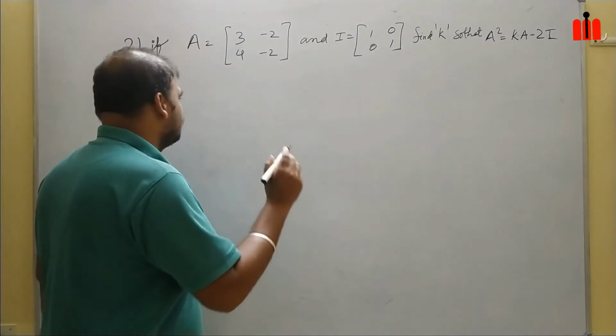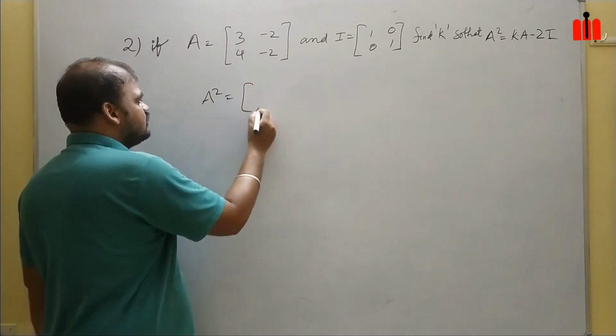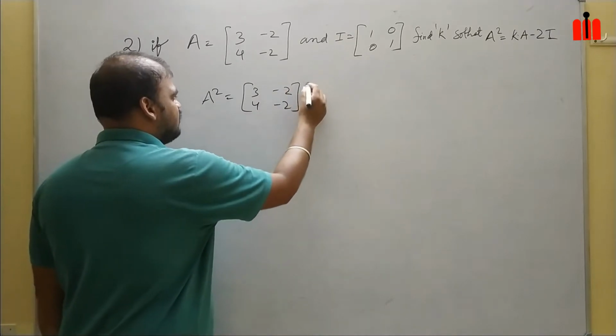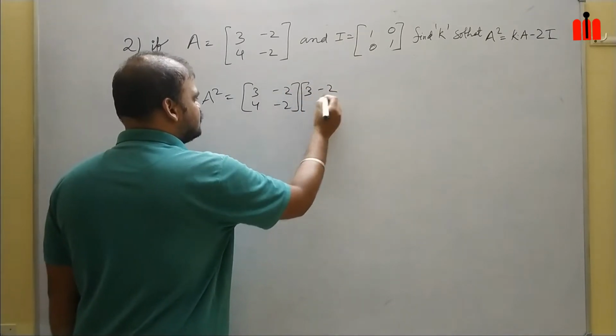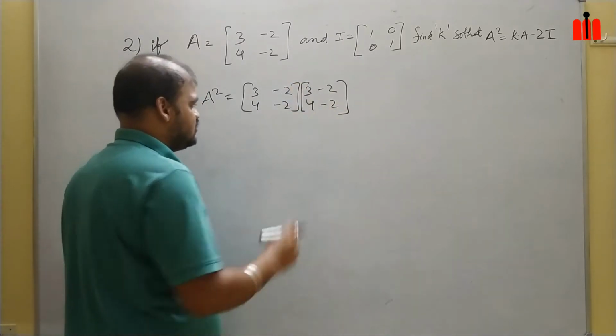Okay, so first we will find what is A square. So A square will be 3 minus 2, 4 minus 2 multiplied with 3 minus 2, 4 minus 2. So 3 minus 2 multiplied with 3 minus 2, 9 minus 8.